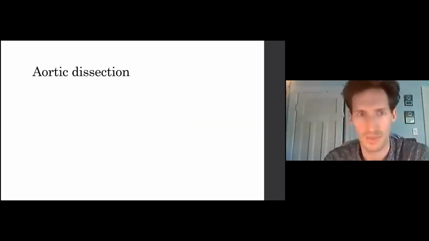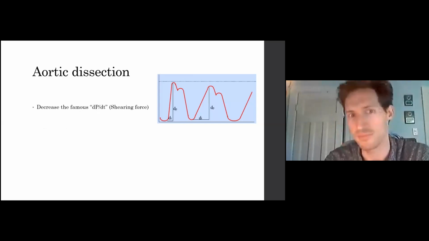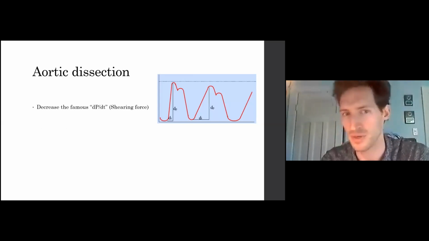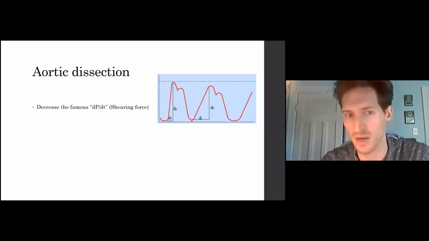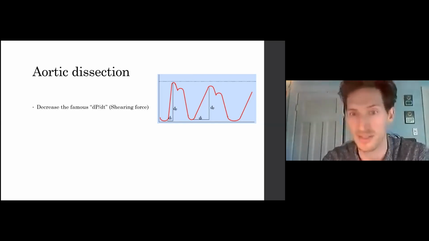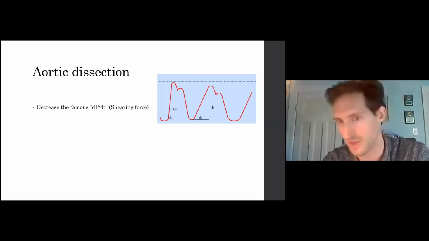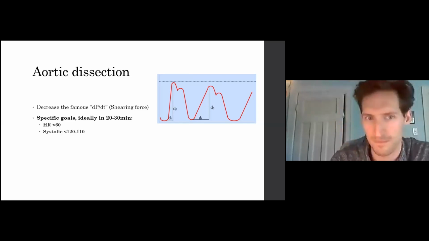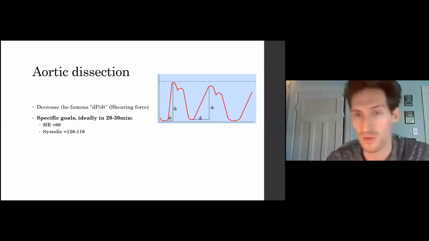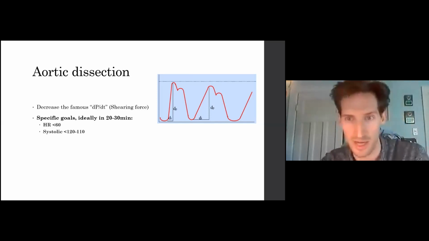Aortic dissection is basically decreasing the dP/dT, basically the shearing force, right? The whole point is to decrease the height of the pressure wave and try to spread it over a longer period of time, right? It's decreasing the acceleration of each pressure wave so as not to further the dissecting injury. So we have to decrease the heart rate, we have to decrease the stroke volume, and we have to decrease the systemic vascular resistance. So the greatest combo is going to be beta blockers and vasodilators.